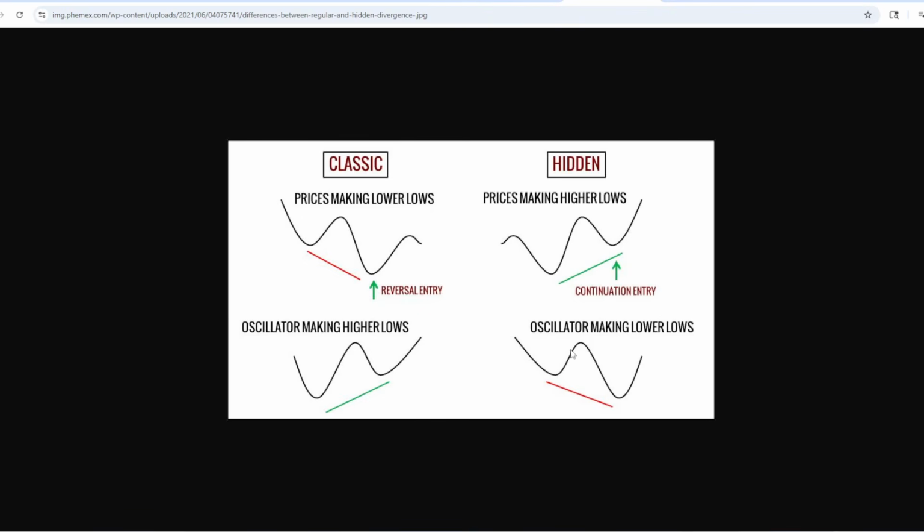This works quite well with RSI. So for example, if the RSI is making a lower low, but the price is making a higher low, you have the RSI cooling off. And while the price retains the gains, essentially you can now make another leg up because the RSI is cooled off. That's a hidden divergence.